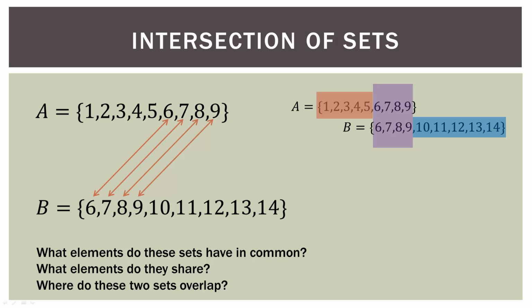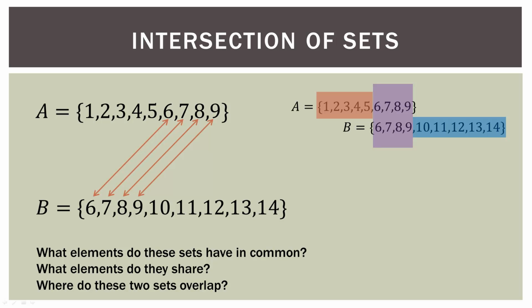So we have three regions here. In the middle, we have the intersection, the overlap, the things in common, which are 6, 7, 8, and 9. Then we have numbers that are only in A, 1, 2, 3, 4, 5, and numbers that are only in B, 10, 11, 12, 13, and 14.